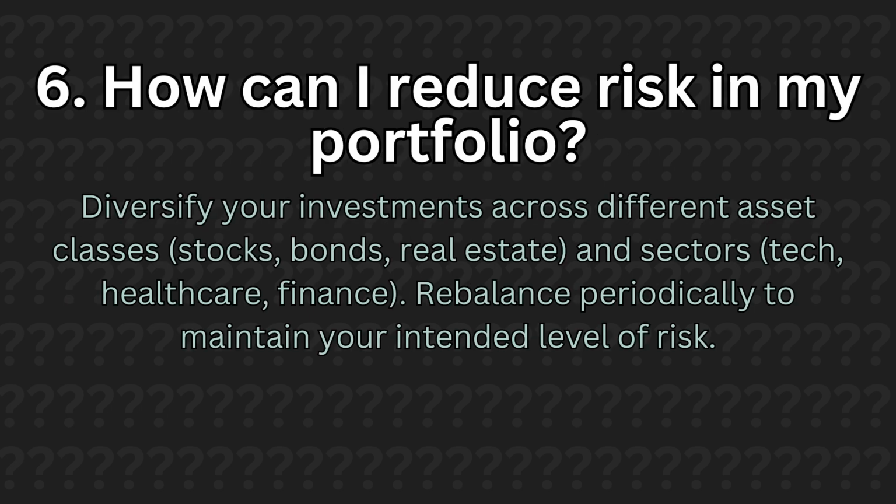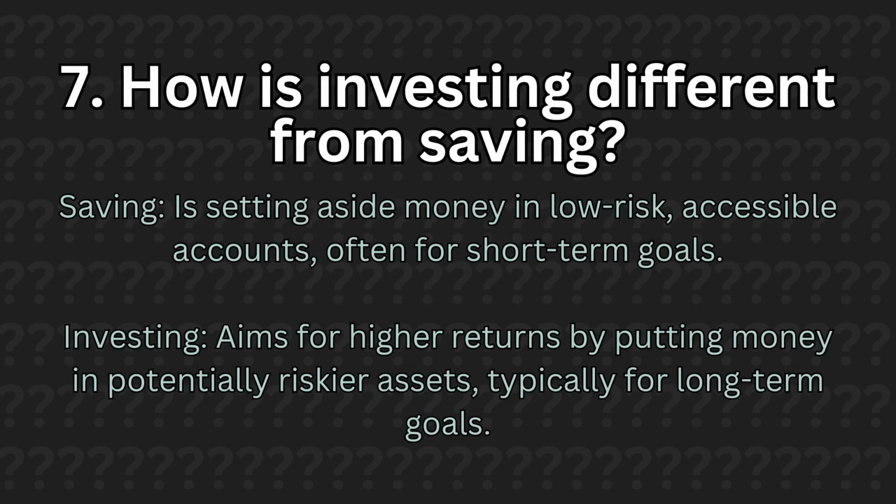Number 6, how can I reduce risk in my portfolio? Diversify your investments across different asset classes: bonds, stocks, real estate; and sectors: tech, healthcare, finance, consumer staples. Rebalance periodically to maintain your intended level of risk. Number 7, how is investing different from savings? Saving is setting aside money in a low-risk accessible account, often for short-term goals. Investing aims for higher returns by putting your money in potentially riskier assets, typically for long-term goals.